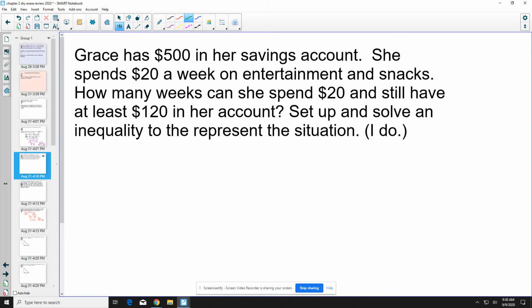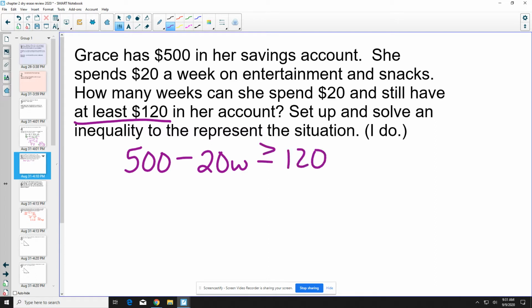Okay, so I'm thinking, okay, she has $500 altogether. She's spending $20 every week, but I don't know how many weeks, but it's $20 per week. So that means I'm taking $20 times the number of weeks. I'll let W be the number of weeks. I'm subtracting this because she's spending it from what she has total to begin with, 500. So I'm taking 500 and subtracting 20 every week. Okay, and she wants at least 120. At least 120 means she wants greater than or equal to 120 in her account.